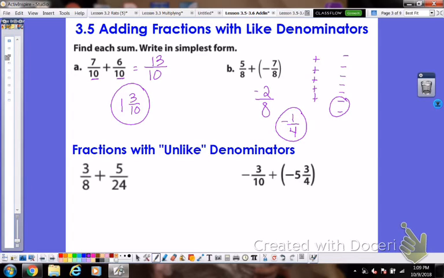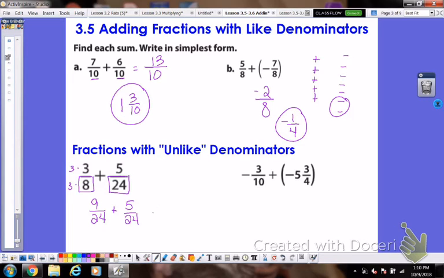Now if we have unlike denominators, we need to first create like denominators before we can add them. So if I look at our first example, 3/8 plus 5/24, I see I have an 8 and I have a 24. What can we multiply 8 by to get 24? I know that 3 times 8 is 24, so we are going to multiply both our numerator and our denominator by 3. So 3/8 can be rewritten as 9/24 plus 5/24. Now we have like denominators, so we can add just like before.